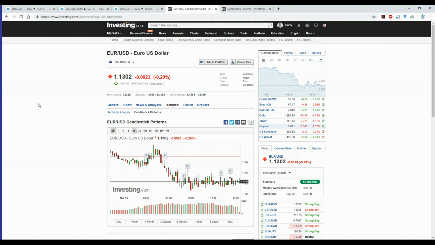Like I said, you can download scanners, you can add apps to your phone. There are all types of ways. You even have notifications that pop up on your screen and tell you this asset has done this. So these are some of the ways you can incorporate candlesticks into your trading in an easier way.